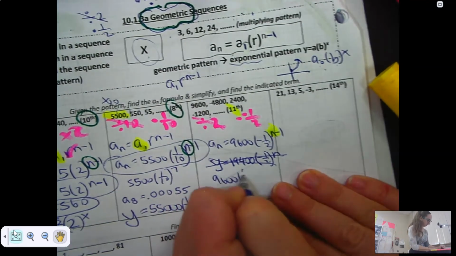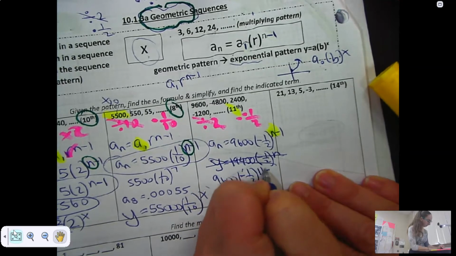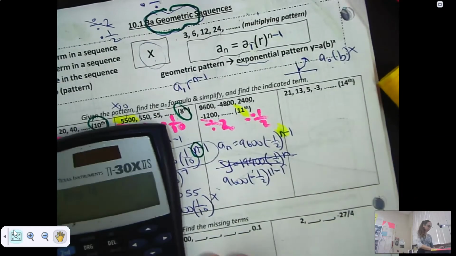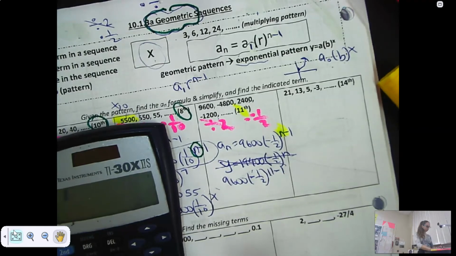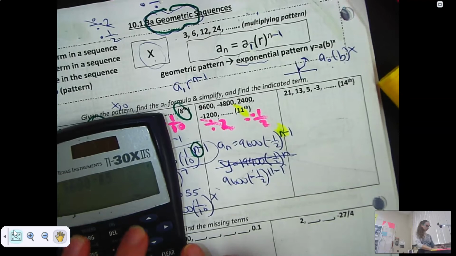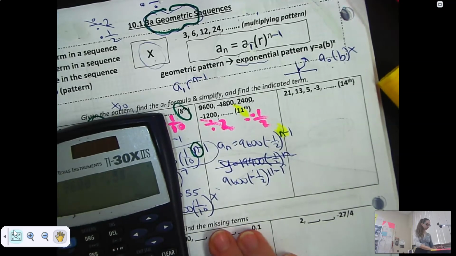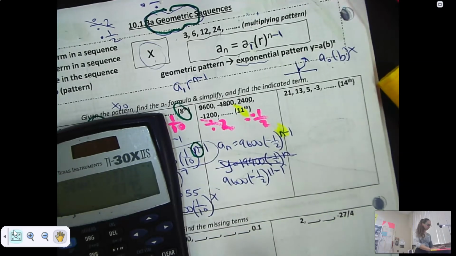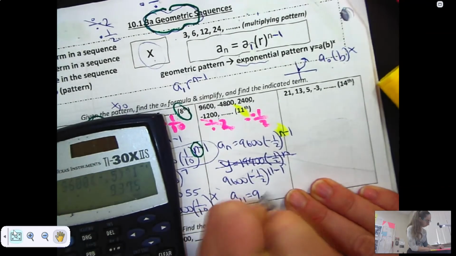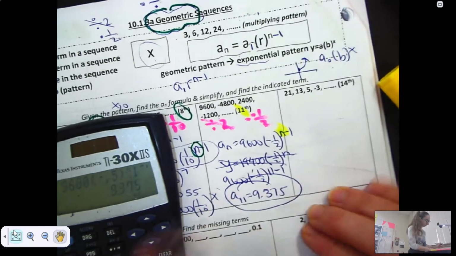They want the 11th term: 9,600 times negative 1/2 to the 11 minus 1. If you don't know how to use your calculator for this, then you're going to get the wrong answer, so make sure you can do this. Negative 0.5, in parentheses. I'd rather do a decimal. It's easier for me. And then to the 10th. 9.375. So the 11th term is 9.375.